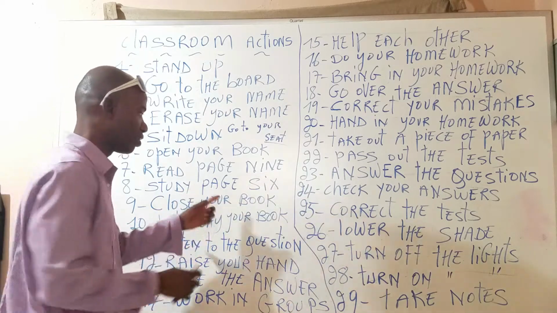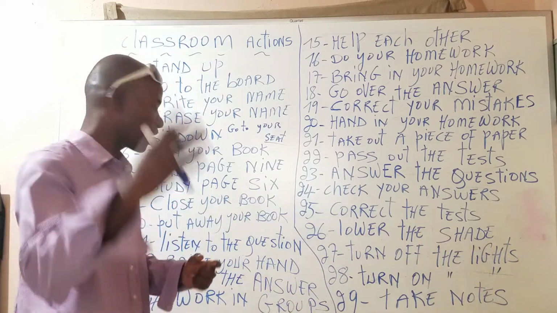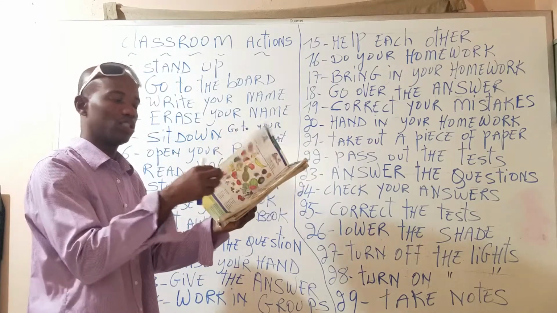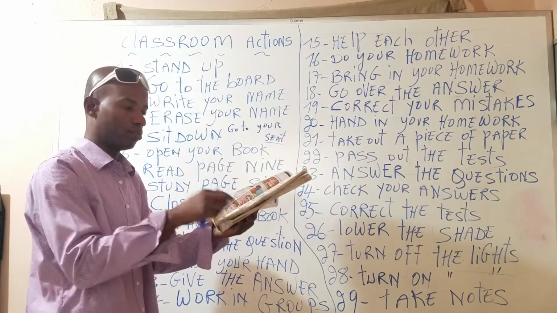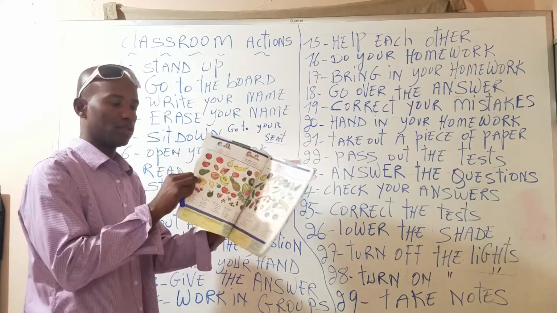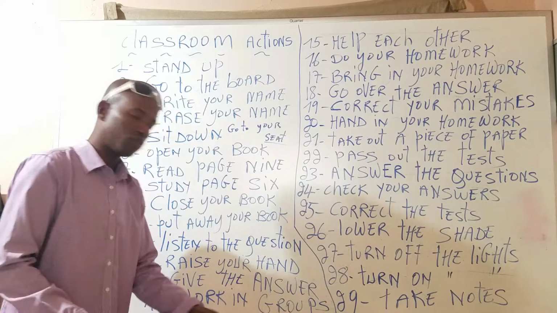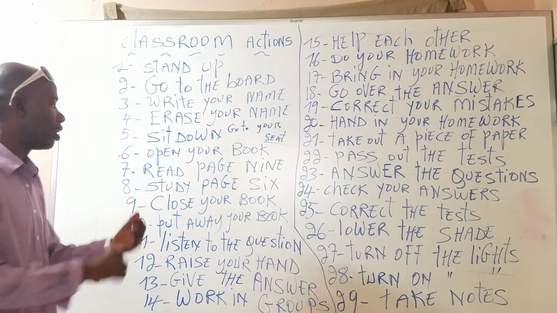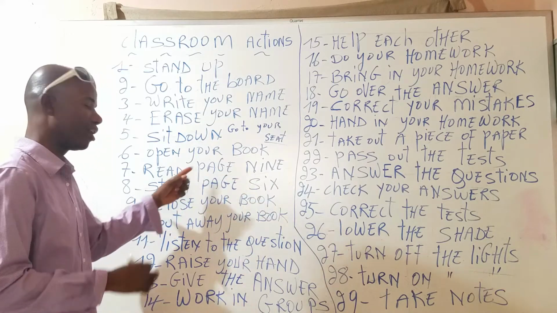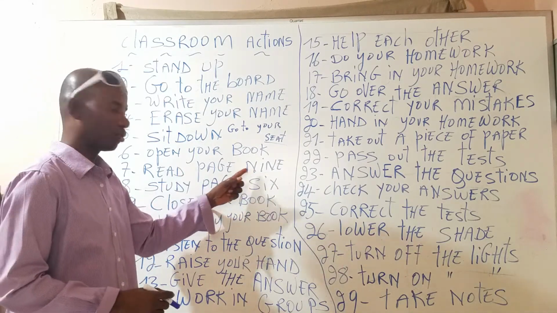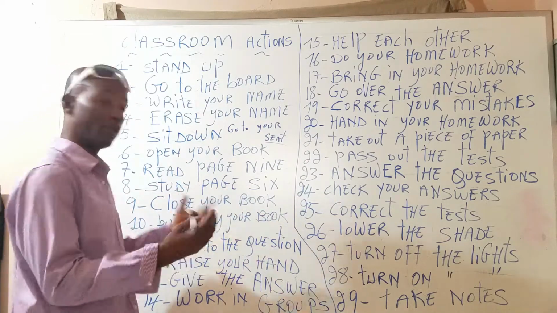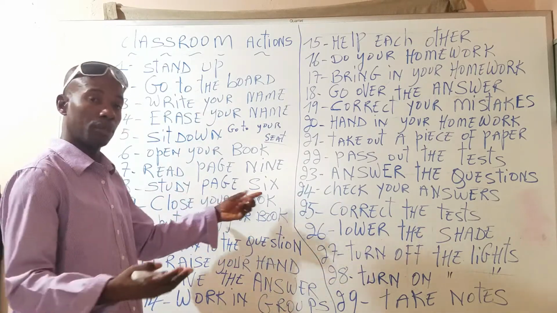Study page 6. You see 1, 2, 3, 4, 5, 6. This is the page. You understand? This is page 1. Page 2. Page 4. Page 5. Page 6. Open page 6. You know what I'm saying? Read page 9. Page 9. You understand? I show the page and number 9. Study page 6. Page number 6.